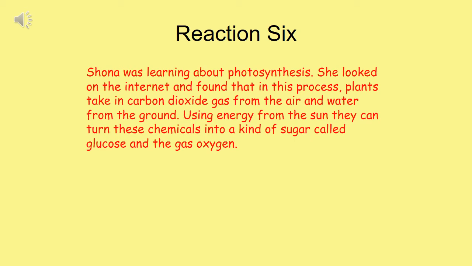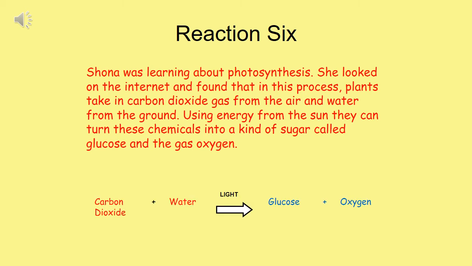Okay, this is our most challenging one, so listen to it carefully, see if you can do it. Shona was learning about photosynthesis. She looked on the internet and found that in this process, plants take in carbon dioxide gas from the air and water from the ground. Using energy from the sun, they can turn these chemicals into a kind of sugar called glucose and the gas oxygen. A lot of information there, so pause the video and see if you can put that into your last word equation.